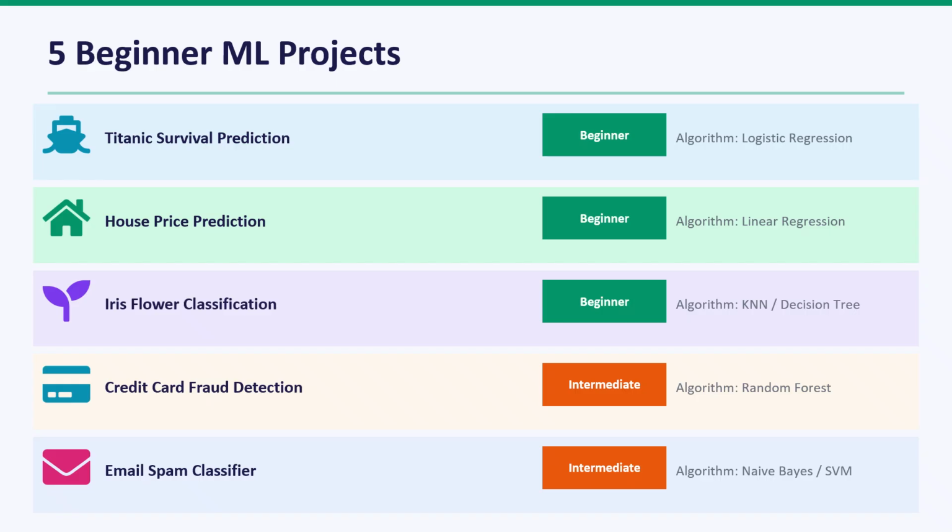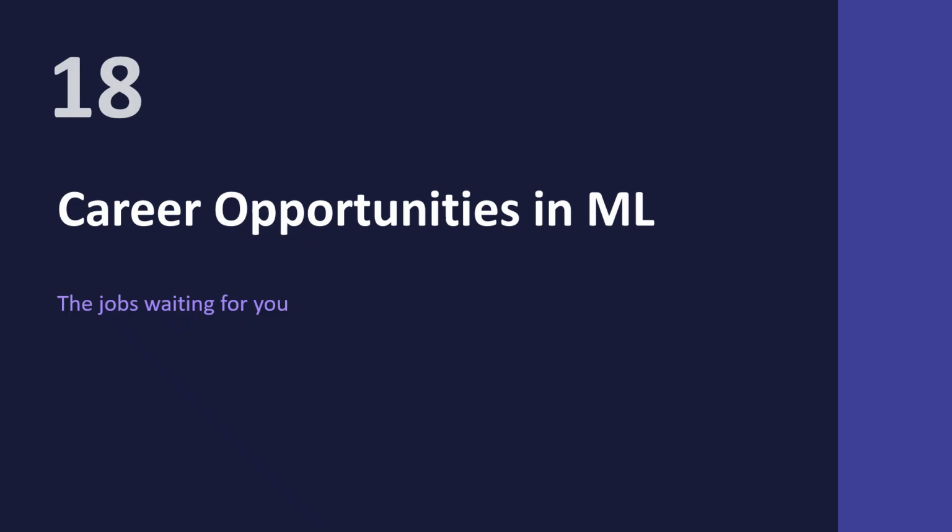Project 4, Credit Card Fraud Detection. This is an intermediate project with a real imbalanced dataset. You will learn random forest and techniques like oversampling to handle class imbalance. Excellent for your resume actually. Project 5, Email Spam Classifier. Use naive Bayes or SVM to classify emails as spam or not. You will learn text preprocessing, tokenization, TF-IDF, basic NLP concepts. All 5 of these datasets are free on Kaggle. Start today.